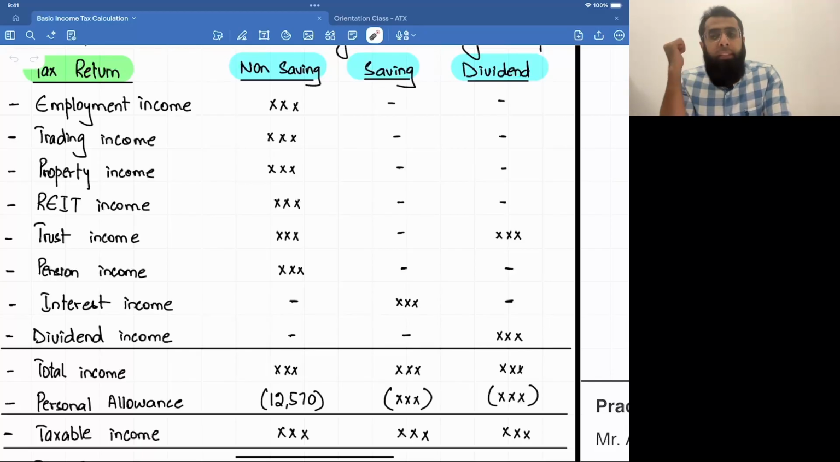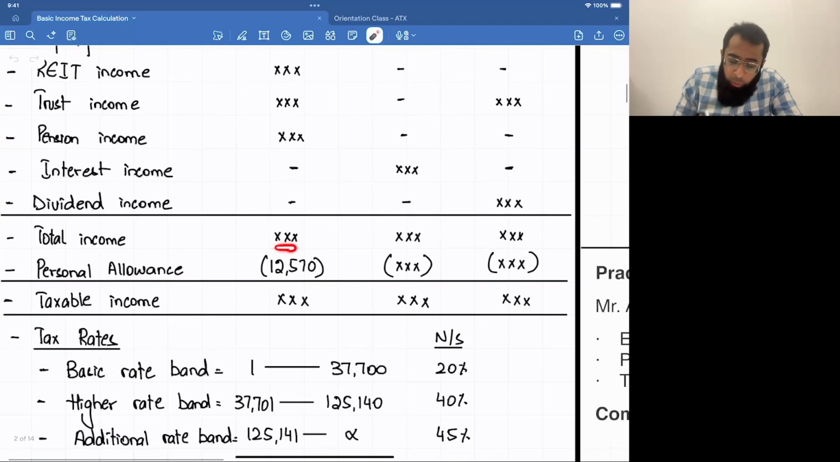Then, sir, what about trust income? Trust has different natures. We will study them in the future. So don't worry. Employment, trading, rental income, REIT, pension, trust, all in the non-saving column. If you are getting interest income from the bank, that goes in the saving income. If you are getting dividends, that goes in the head of dividend. You add them up, you arrive at the value of the total income.